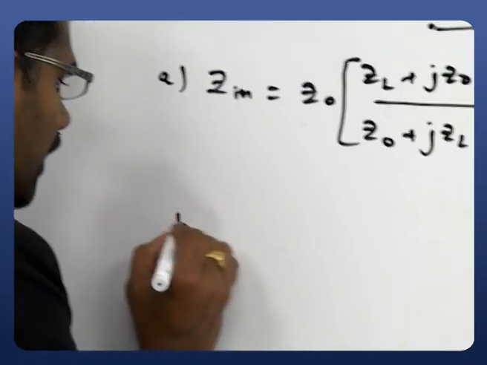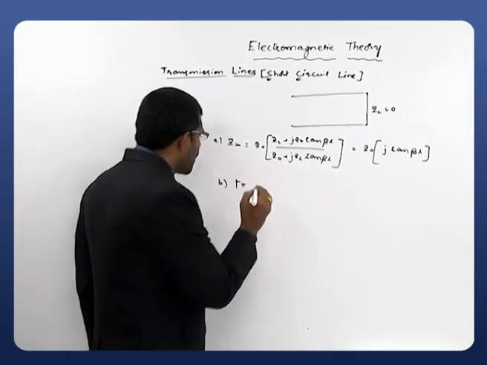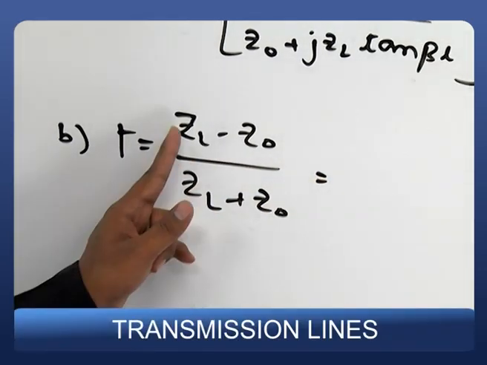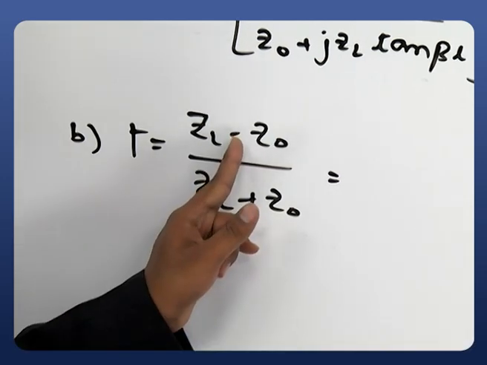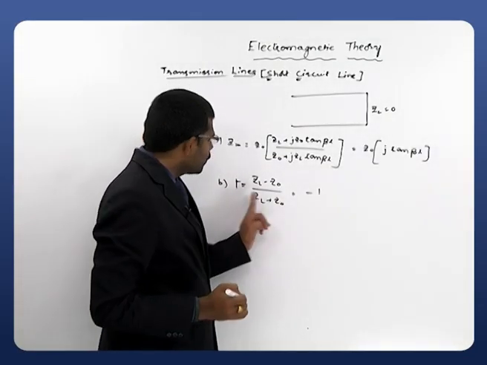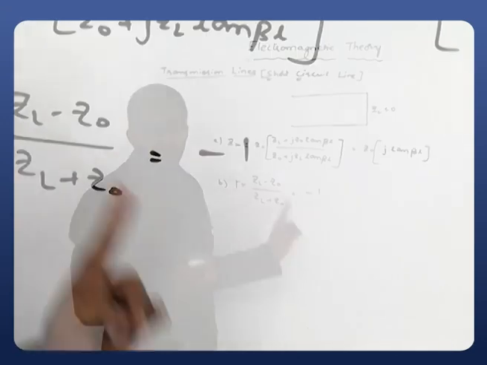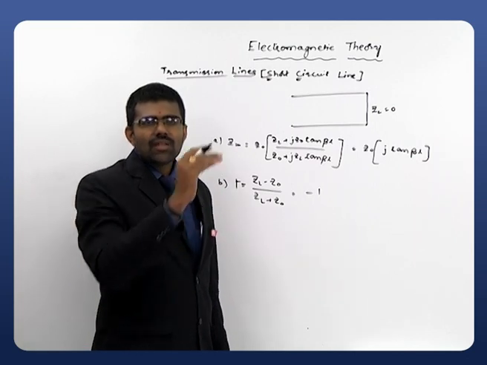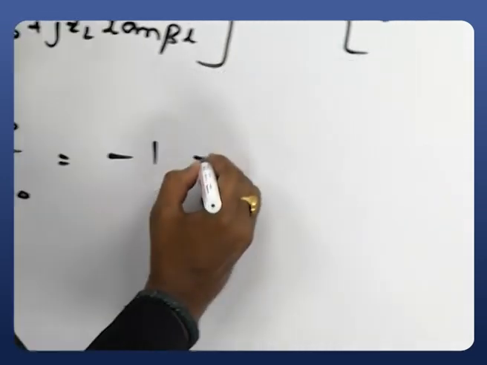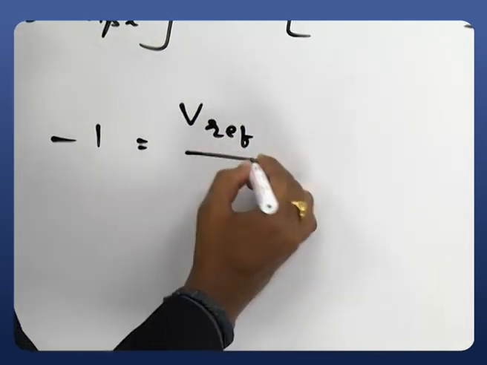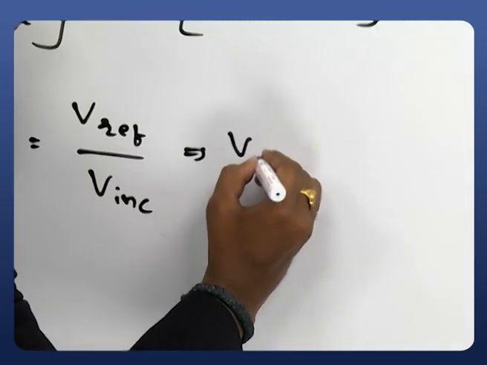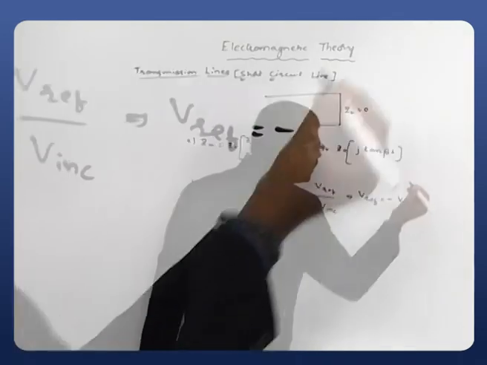Similarly, I will observe the second parameter, gamma. What is the basic equation for gamma? Gamma equals (ZL minus Z0) divided by (ZL plus Z0). As I said, ZL is equal to 0 for a short circuit line. What you will get is minus Z0 divided by plus Z0, which is equal to minus 1. Gamma equals minus 1. I want to do a little analysis of this gamma. How do you define gamma? Gamma is the ratio of the voltage traveling in the opposite direction to the voltage traveling in the positive direction. So simply, V reflected divided by V incident. Then from this relation, V reflected is equal to minus V incident.